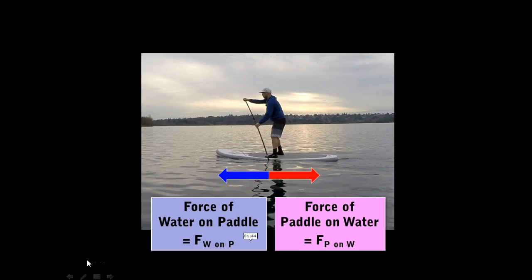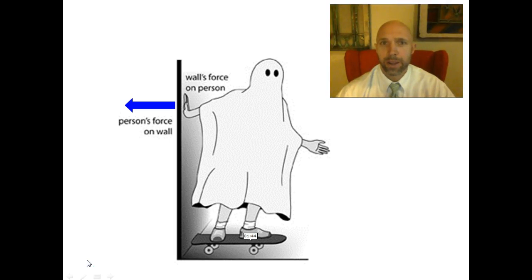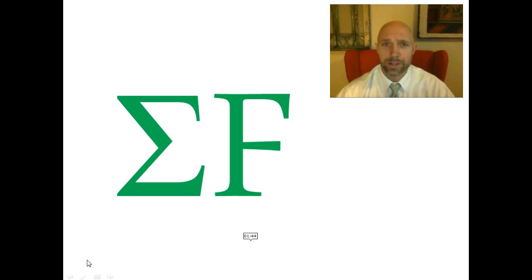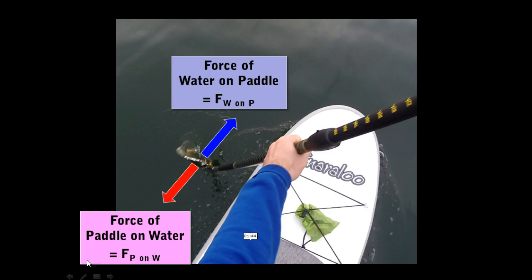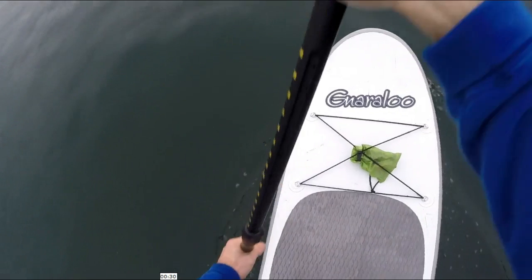What's cool with stand-up paddleboarding is it allows us to look at the role of the net force and really the angles involved. Kind of like what we saw with our ghost dude on a skateboard. You can see kind of what is the role of the net force, or what is the direction, which way is the wind blowing, is there a current. You can paddle wider, narrower. You can see it here with some angles. Where do you want the craft to go? Let's take a look at this video.